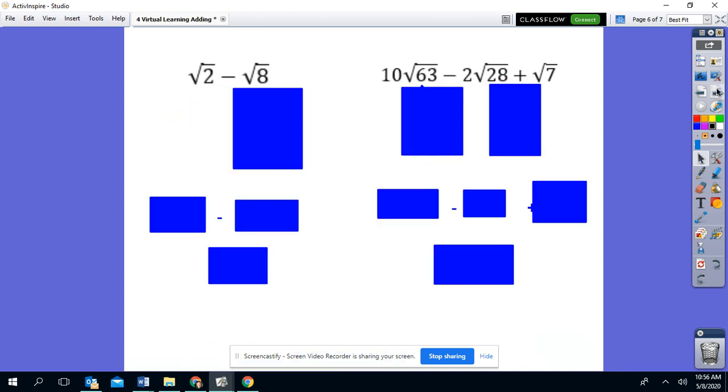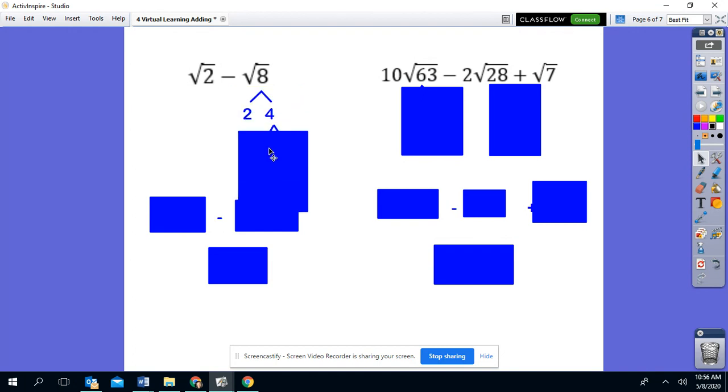All right, guys, let's finish up these last two examples. So I've got the square root of 2 minus the square root of 8. They do not have like radicands, so I need to simplify 8. 8 breaks down to 2 and 4, and 4 breaks down to 2 and 2.